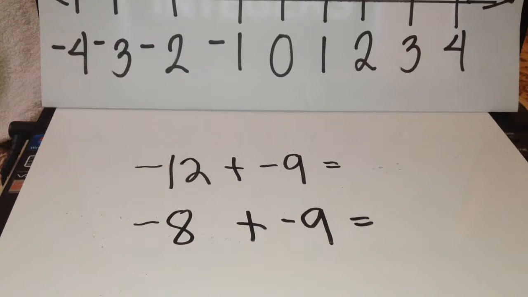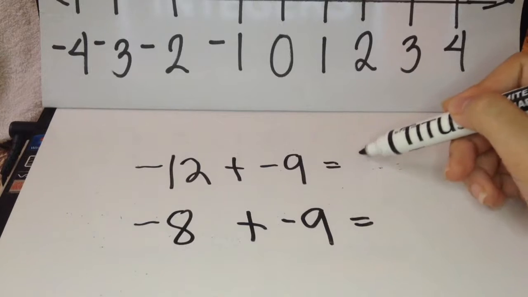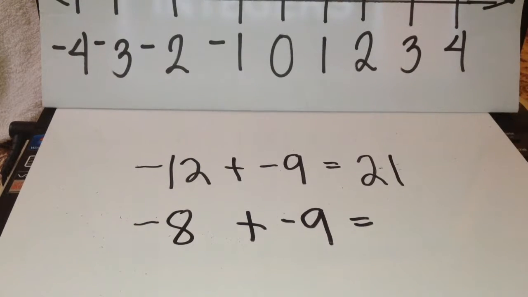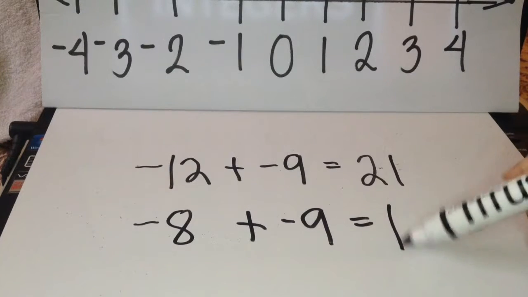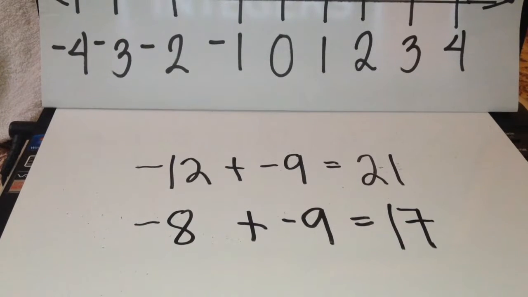Let's try the given we had earlier. Negative 12 plus negative 9. Adding negative numbers is similar to adding positive numbers. That makes 21. Negative 8 plus negative 9 makes 17. But this time, the sign of the sum would be negative.